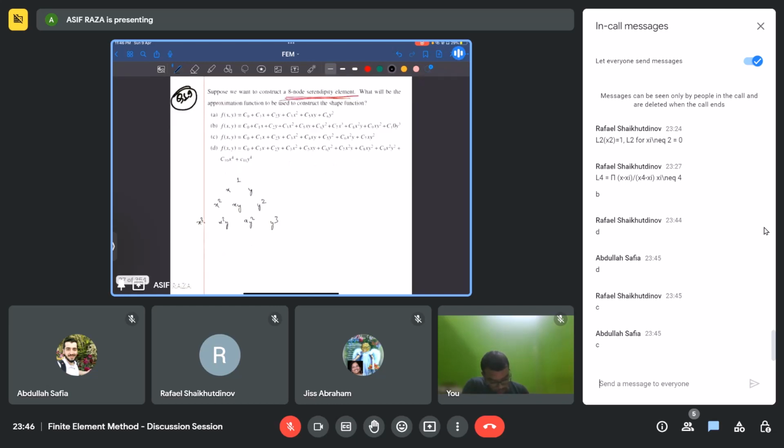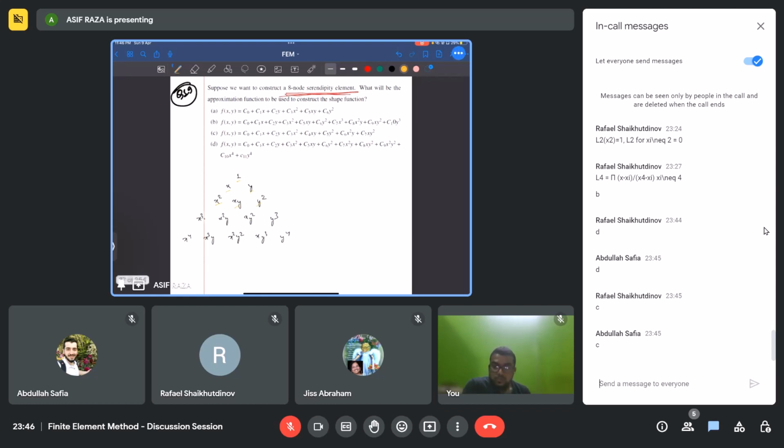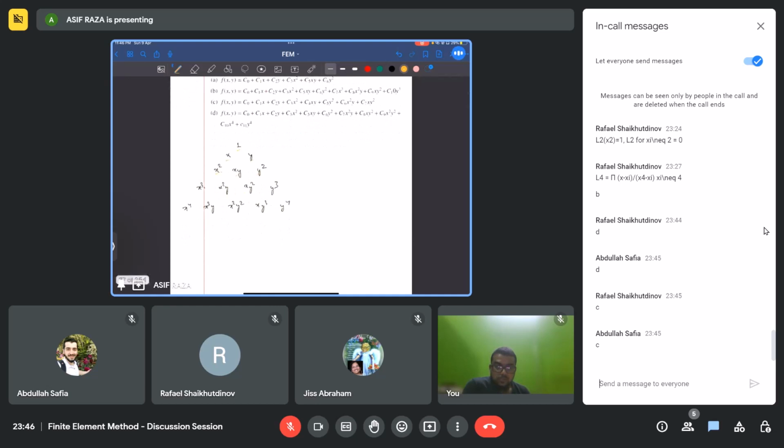I don't need further, or I'll just write it. So x cube, y cube, x square y, x y square. So we need 8 nodes. So 1, 2, 3, 4, 5, 6. Then we need to select 2. So what should it be: x cube and x square y, or x square y and x y square, or x y square and y cube, or x cube and y cube?